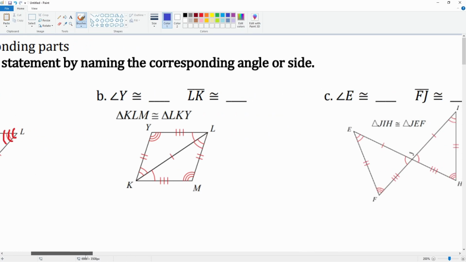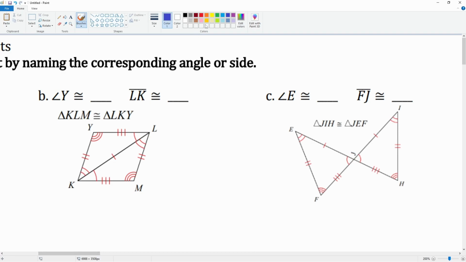Now let's take a look at B. Angle Y is congruent to what? Well, let's just take a look here. Angle Y is right here at the third spot, so it has to be angle M because that's also at the third spot. Let's see if that makes sense visually. Angle L here is 1, 2, 3. So here it's also 1, 2, 3. So that's correct.